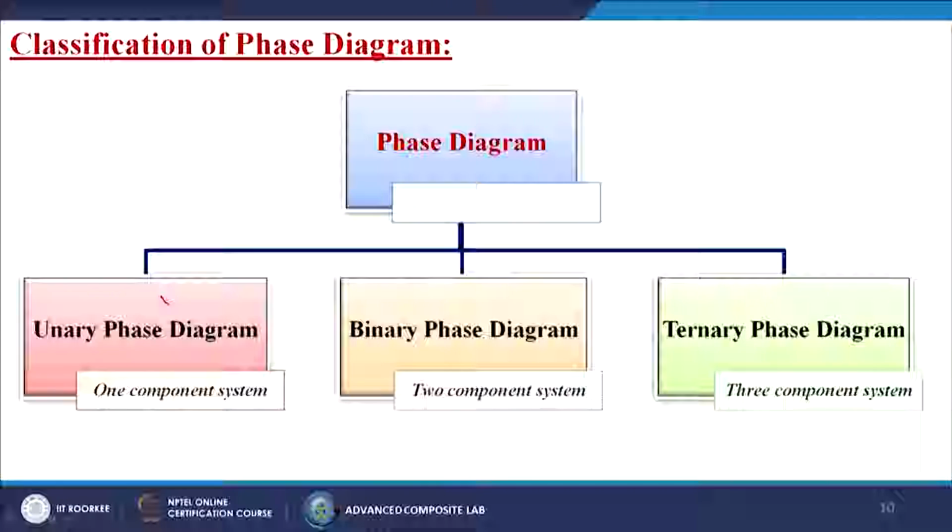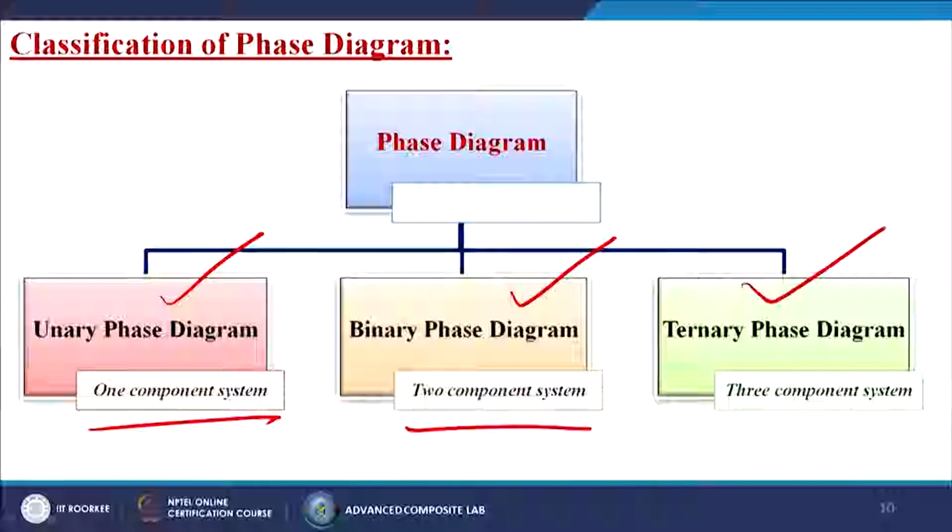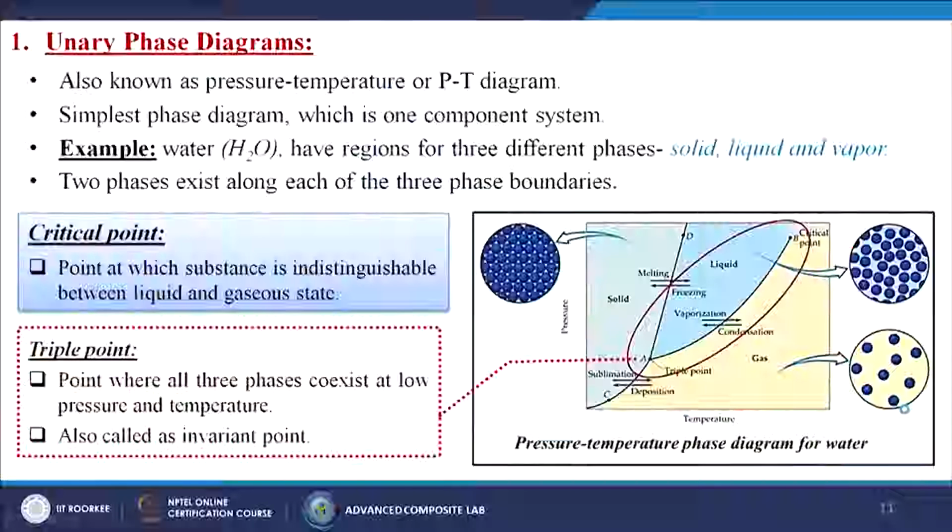Now, if we see the classification of phase diagrams, generally it is divided into 3 parts. One is called the unary phase diagram, also known as one component systems, then binary phase diagrams, also known as 2 component systems, and ternary phase diagrams, which are known as 3 component systems.